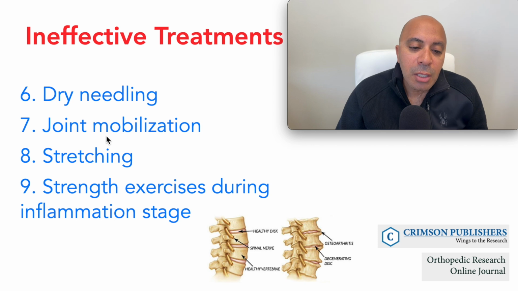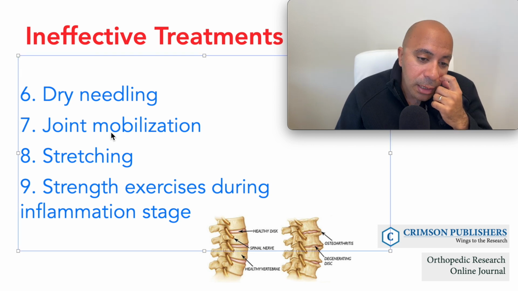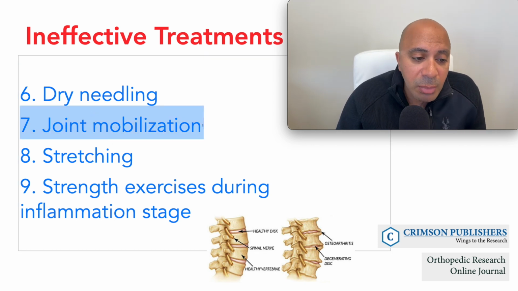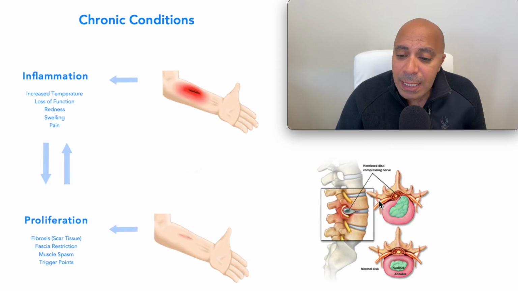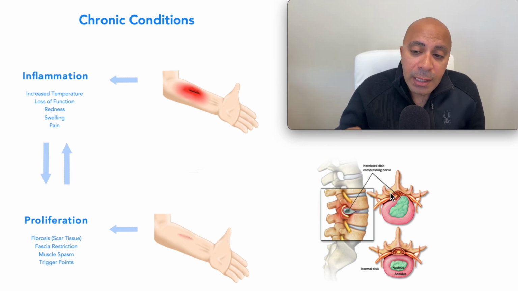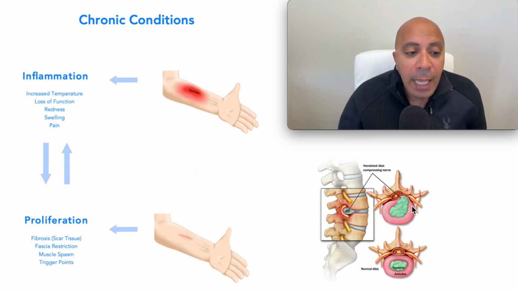Another very commonly used treatment is joint mobilization, but when we look at it, the problem is usually with the soft tissue. When we do mobilization in the back and you have a herniating disc, you might actually make it worse, because you're compressing on that disc, and too much mobilization could cause more inflammation, which could make it worse.